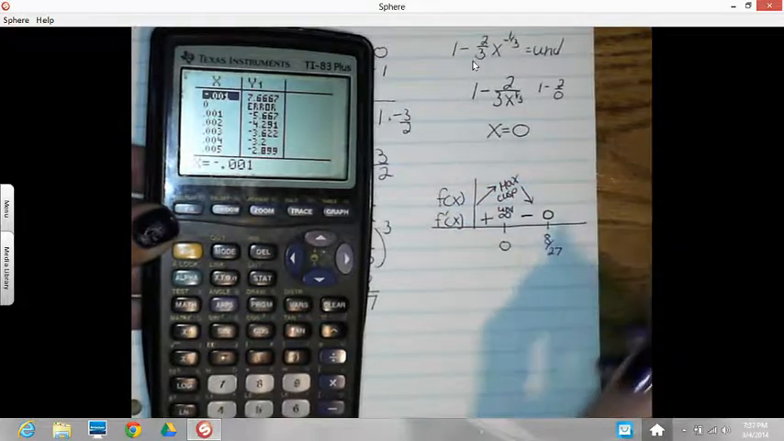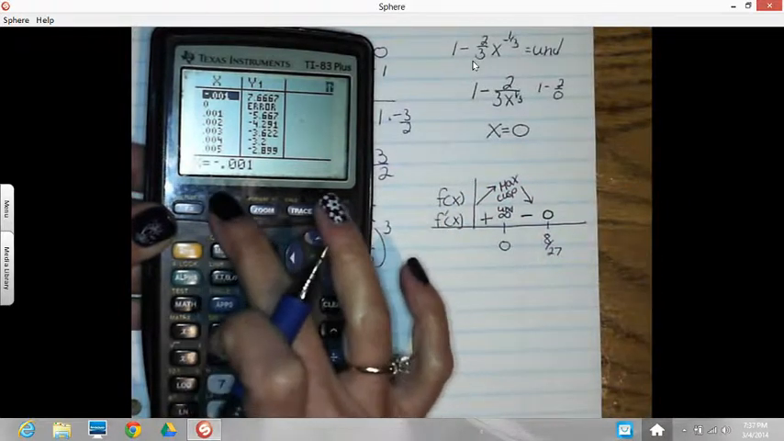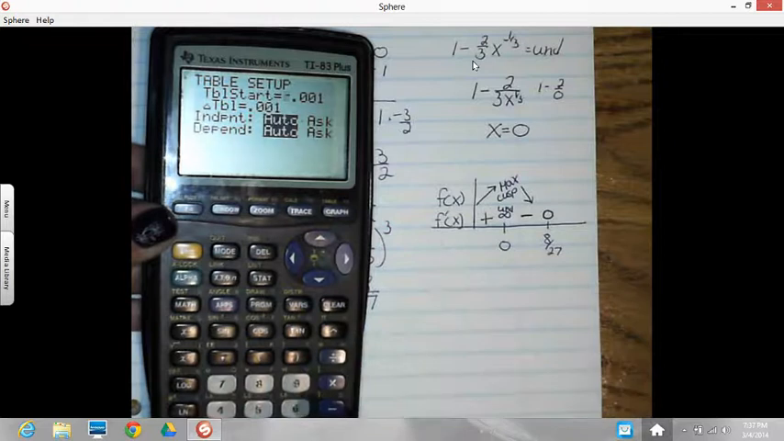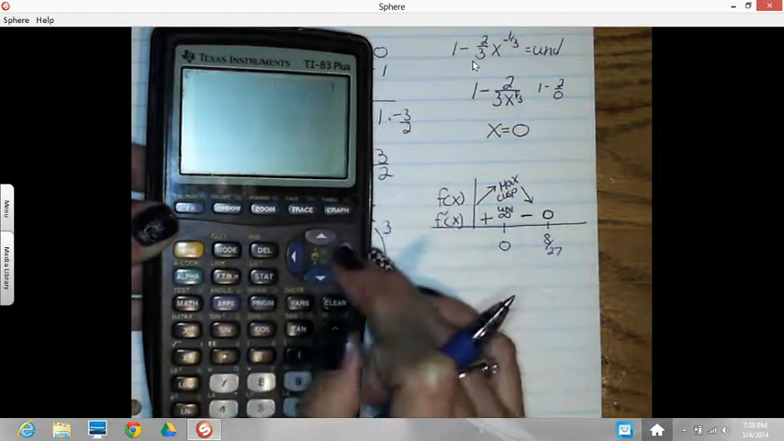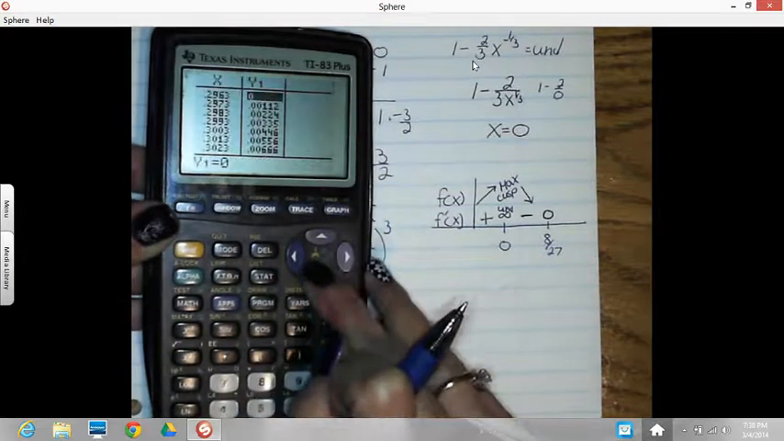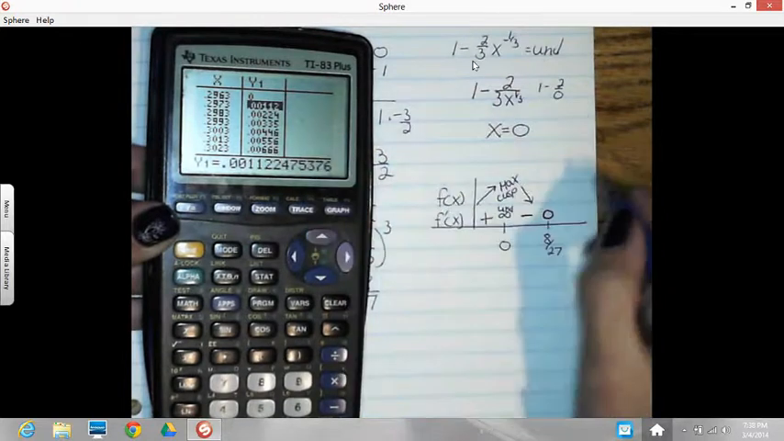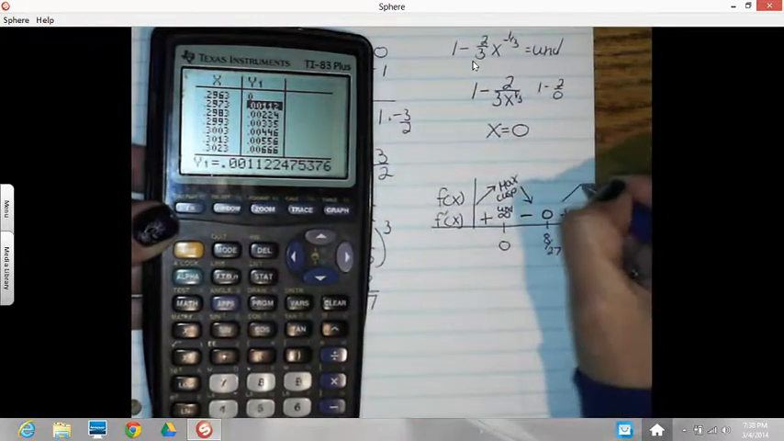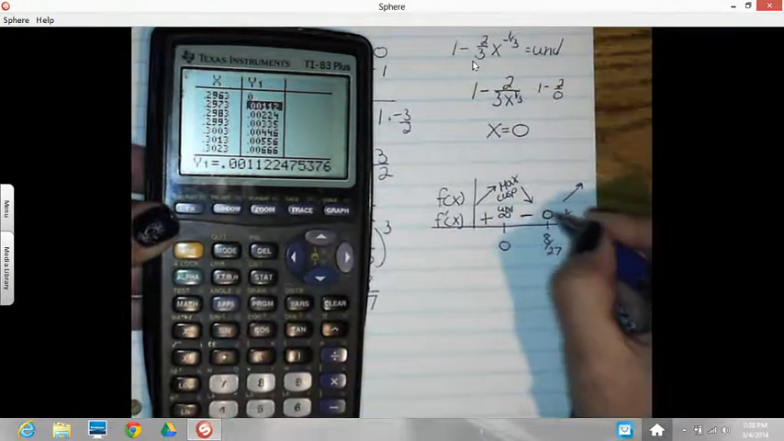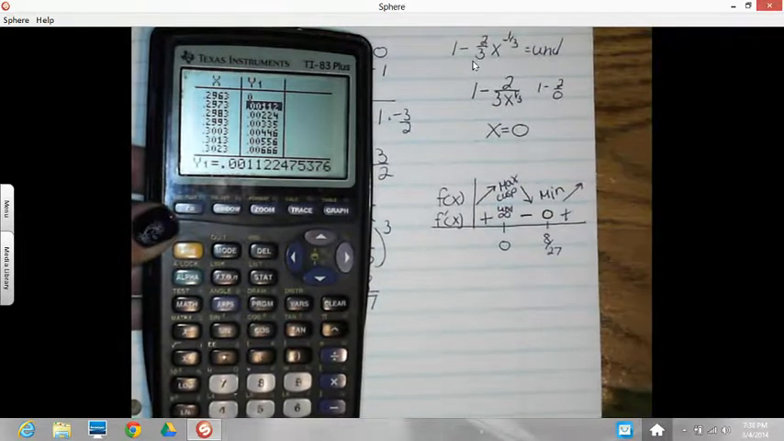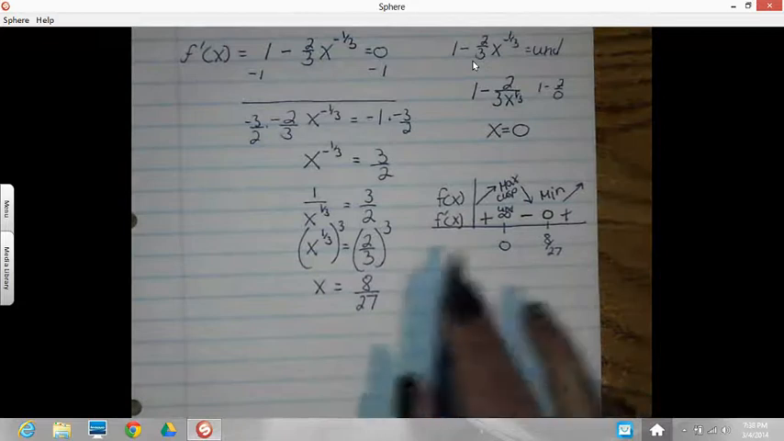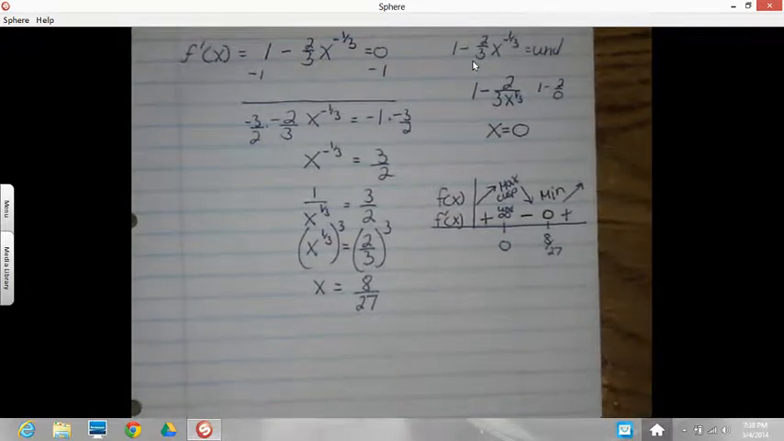And then here, go back to my table set. I'll have it start at 8/27. Table. I better see a 0 there. I do. After it, my y values are all positive. So that means the graph went down, then went back up. This makes this a minimum. Should be getting good at those now. All right.